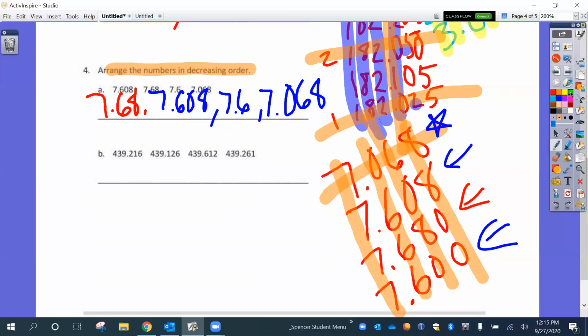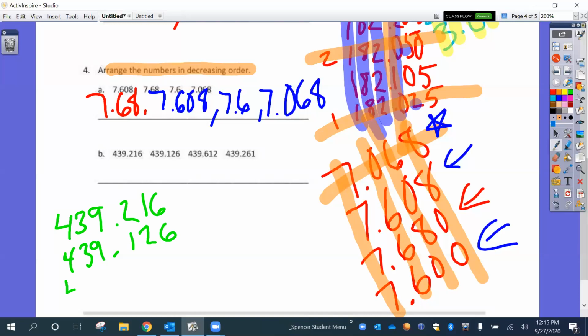But these are bigger numbers. I see 439 and parts of numbers. So let's start with 439 and 216 thousandths. Remember, let's line these up. Let's be neat. 439 and 126. Hopefully you're already starting to be able to see which number is smaller and which one's greater. Remember, we're doing this part in decreasing order, so we're looking for the largest number to start with.